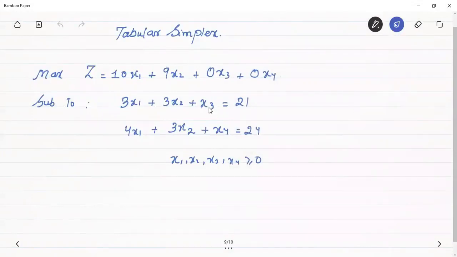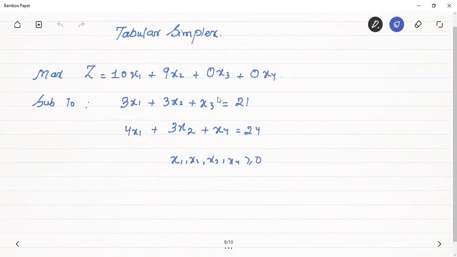Okay, the first basic variable is x3. You can see that the first basic variable is x3 and it is in the first constraint. So in the first constraint, what are the coefficients of x1, x2, x3 and x4?